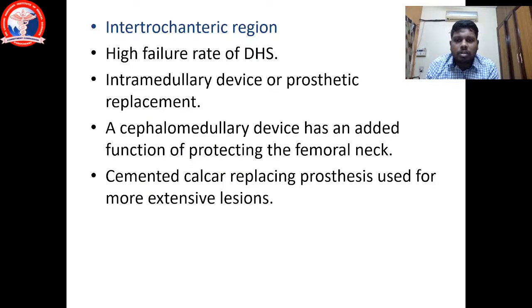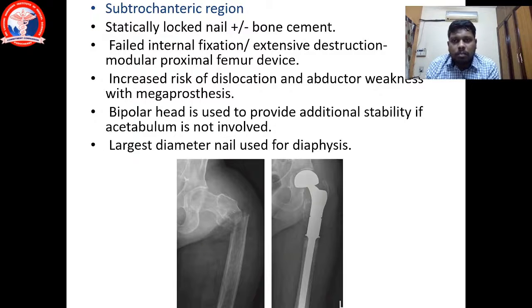Intramedullary device or prosthetic replacement. The supramedullary device has an added function of protecting the femoral head. Cemented calcar replacement prosthesis is used for more extensive lesions. In the subtrochanteric region, you can go for a locked nail with or without bone cement for additional fixation strength. And in a failed internal fixation or extensive destruction, a modular proximal femoral device is used.